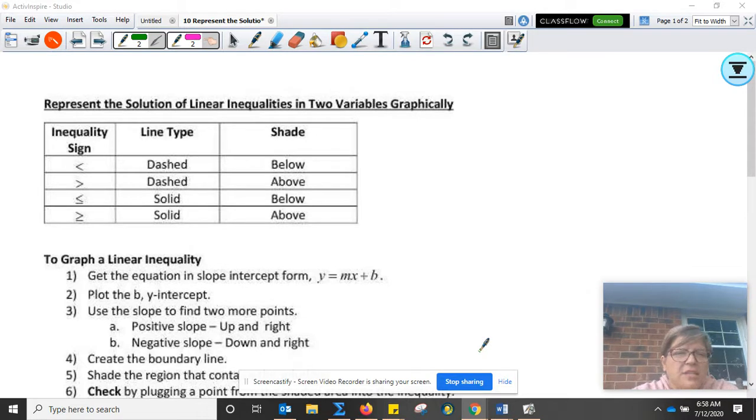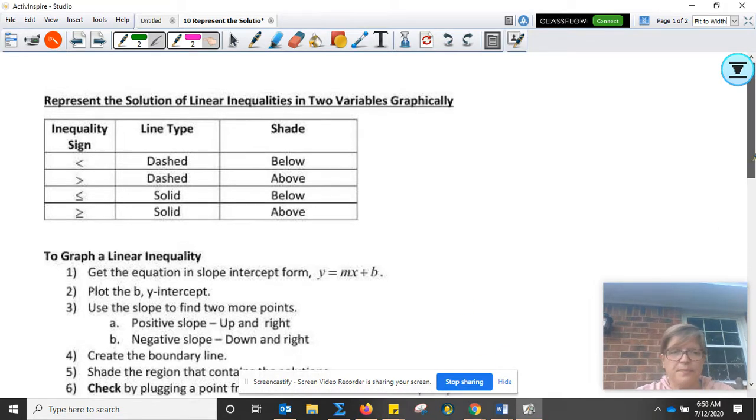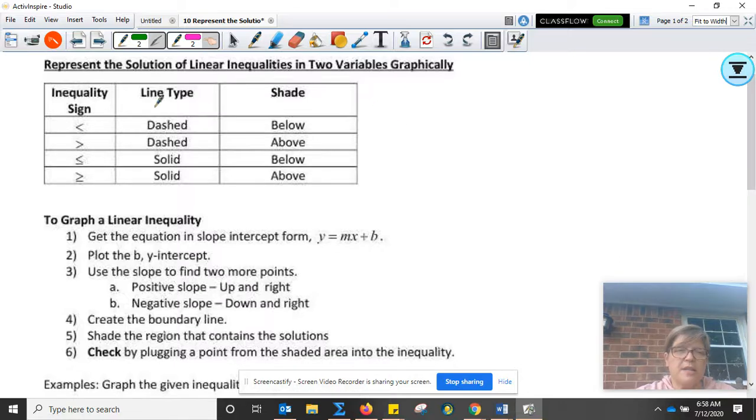Right, so in this section, we are going to represent the solution of linear inequalities in two variables graphically. Looking at the table I created for you, when your inequality sign is less than or greater than, it's a dashed line. When it's less than or equal to or greater than or equal to, it's a solid line. If it's less than, it's shaded below. Less than or equal to is also below, and greater than and greater than or equal to are both above.